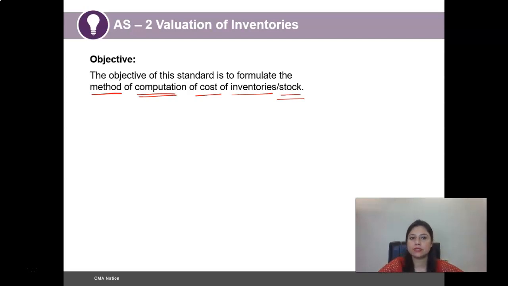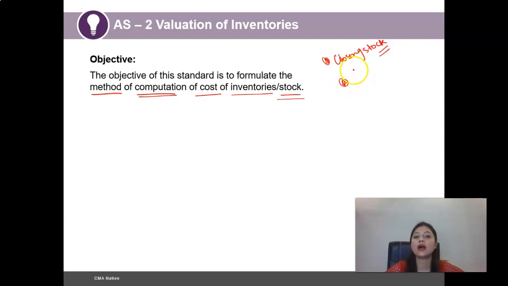You sold the 80%. So now how do you value such 20% of the stock while closing the books of accounts? What is the value of the closing stock? And at what value or at what cost should it be recorded in the books of accounts? All of this is established from the valuation of inventories accounting standard.